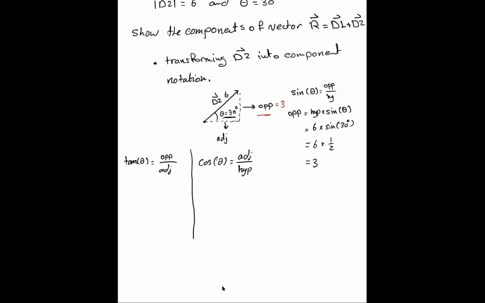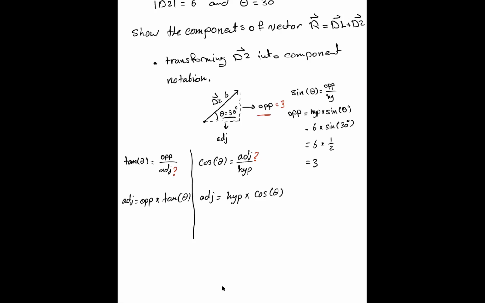And we can point out that in the tangent equation, the only thing we don't know is the adjacent, so we can use it. And in the cosine equation, the only thing we don't know is just the adjacent. So both equations would work to find the adjacent. So let's isolate on both equations. That would give us adjacent equal to hypotenuse multiplied by cosine of theta. And here we will get adjacent equals opposite multiplied by tangent of theta.